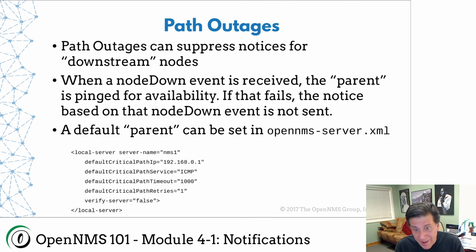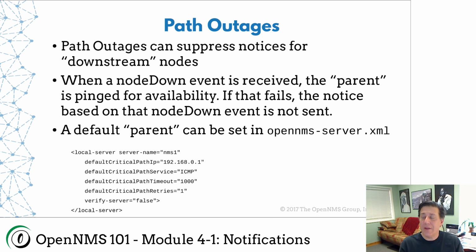Now, my dream of path outage is more along the lines of our business service monitor, in the sense that we can set up services and we can say, hey, this service is degraded because this piece is down. We don't do that right now. It's very, very simple. The path outage feature does this. When a node down event, and specifically a node down event, is received, and path outages are enabled, what we will do is we will ping the parent node to see if it's up. If we can't ping the parent, we assume it's a network issue, and so we just do not send the notice on that node down event.